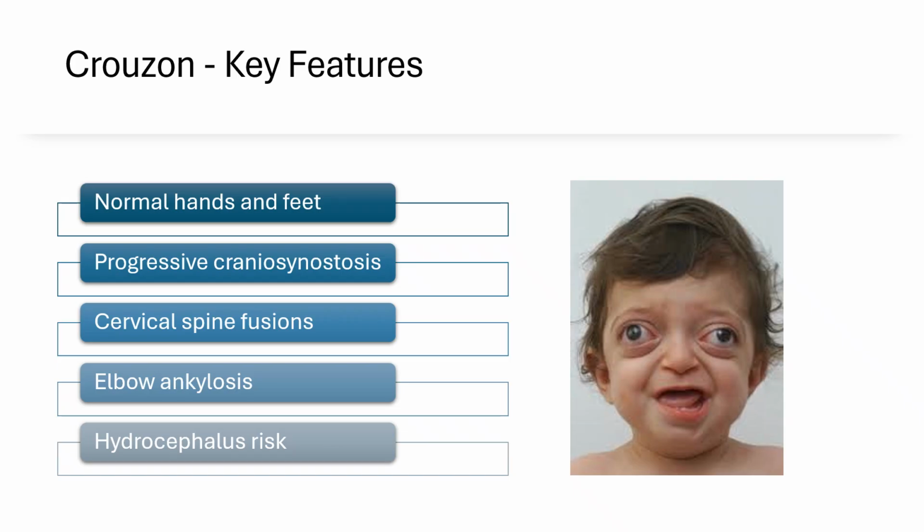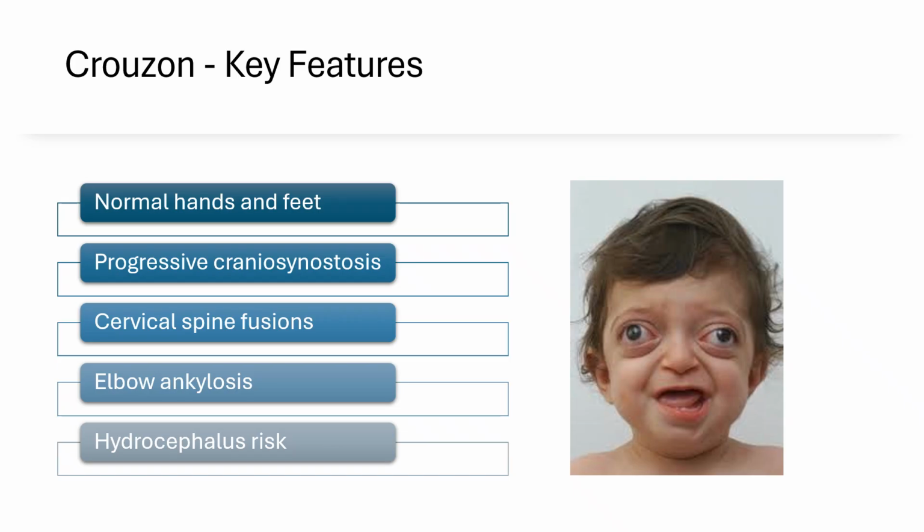Picture this as an ongoing process rather than a single event. While some sutures may fuse early in infancy, others continue to close prematurely throughout childhood. This progressive nature explains why these children need ongoing monitoring and may require multiple cranial surgeries to prevent increased intracranial pressure. The cervical spine fusions might seem unrelated to the skull abnormalities, but they actually reflect the same developmental disruption affecting the entire axial skeleton.